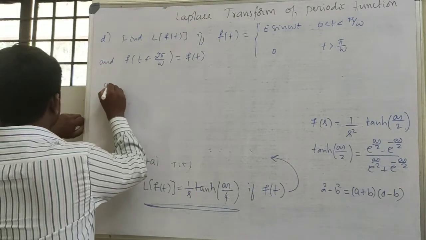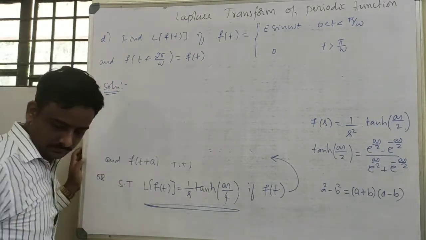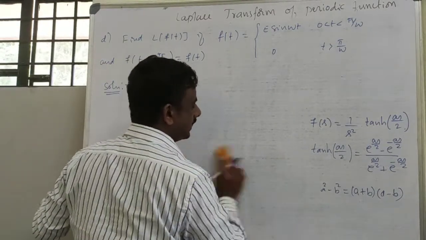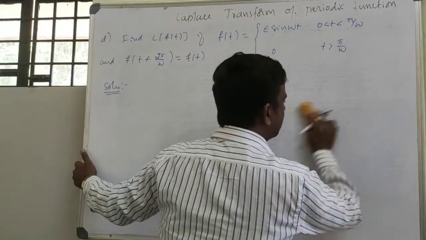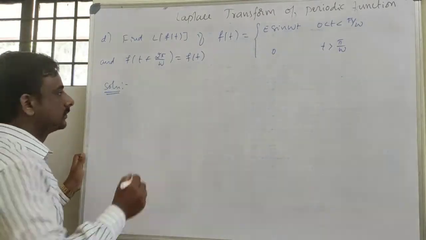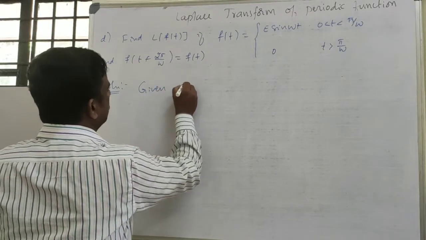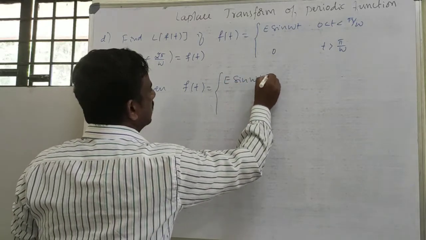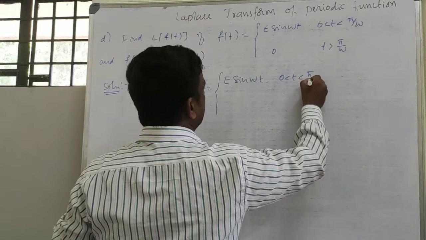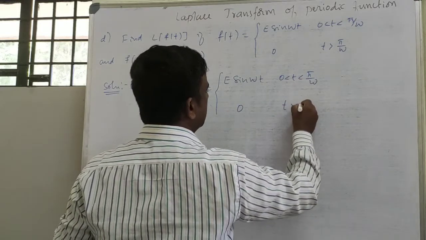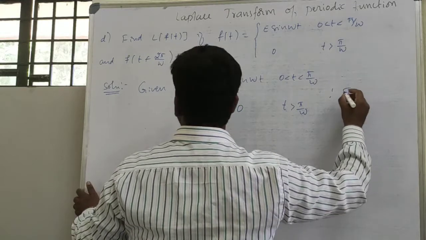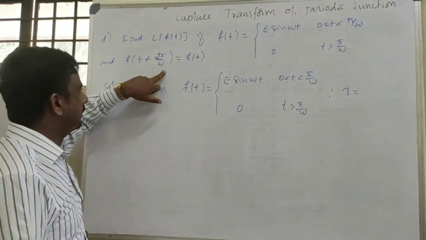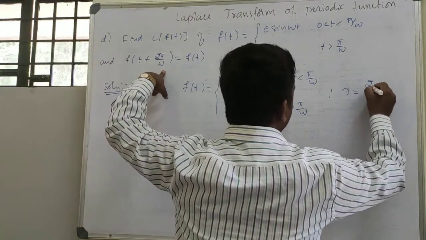Solution. So as usual, write the formula to find the Laplace transform of a periodic function. So given f of t equals e sin omega t, 0 less than t less than pi by omega and 0 if t is greater than pi by omega, and here capital T, comparing this with f of x plus capital T equal to f of x, we get capital T equal to 2 pi by omega.